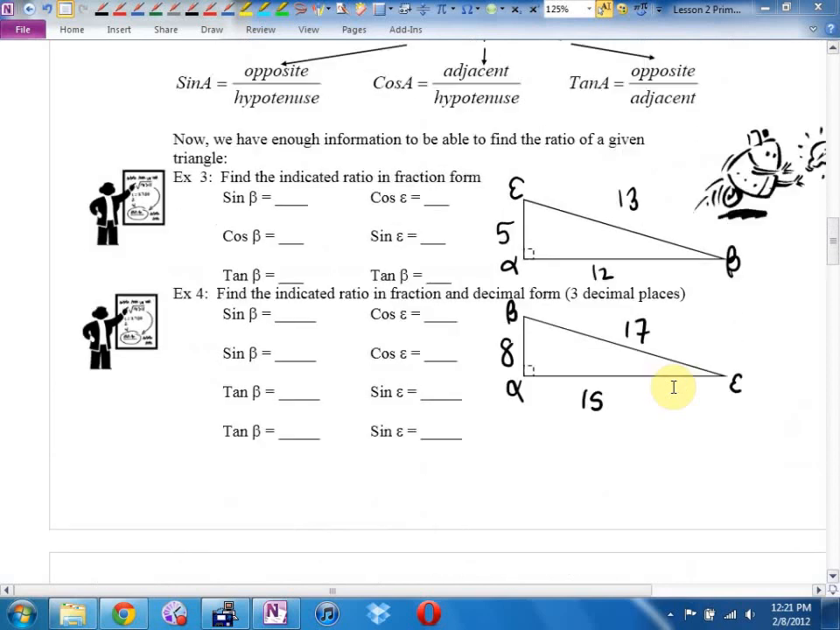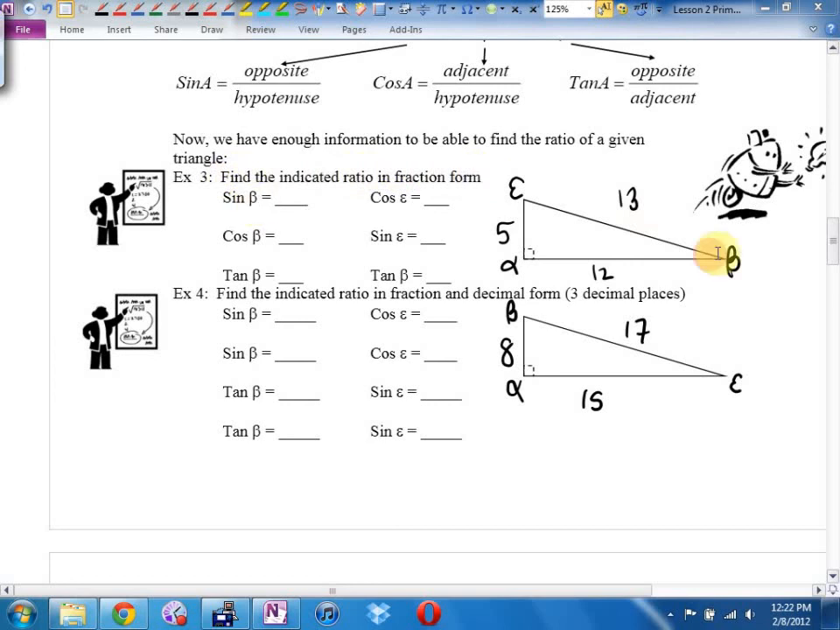So, having said that, I don't think your number is photocopied or something like that. So if you want to copy out this top triangle, put a little curvy E, an epsilon there, a little fish, that's an alpha, a little b, that's a beta, and it's 5, 12, 13. And now that we have those in place, I hope, we can start to, well, it says, find the indicated ratio in fraction form.